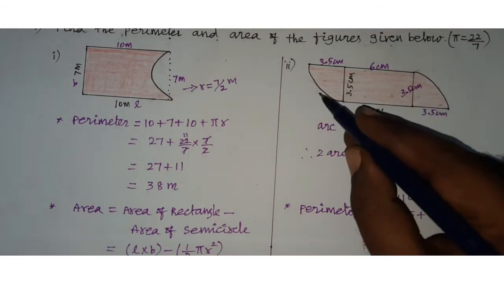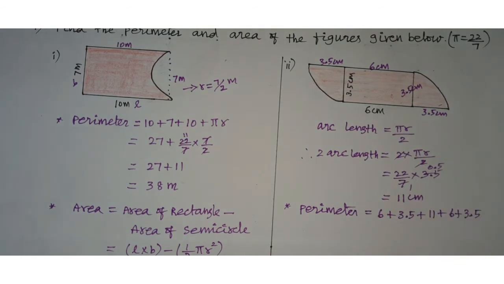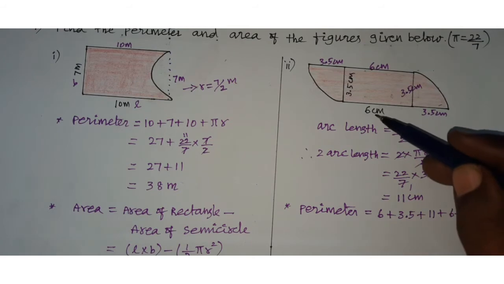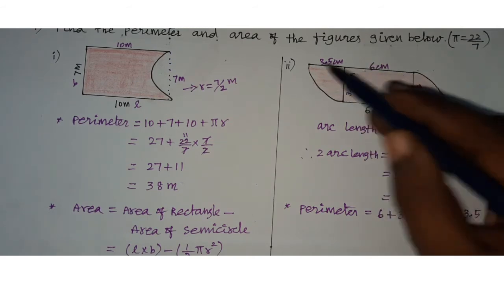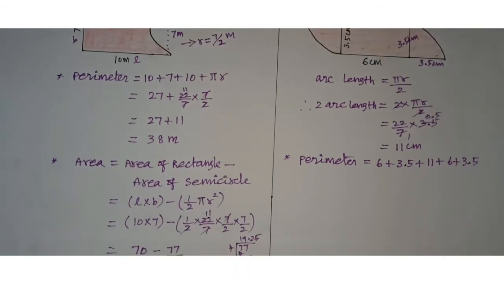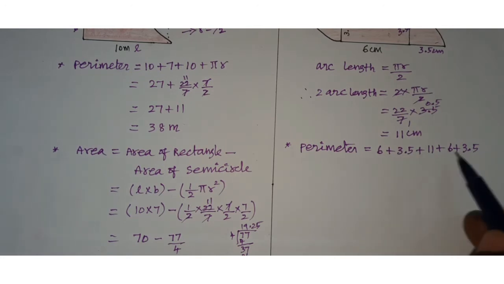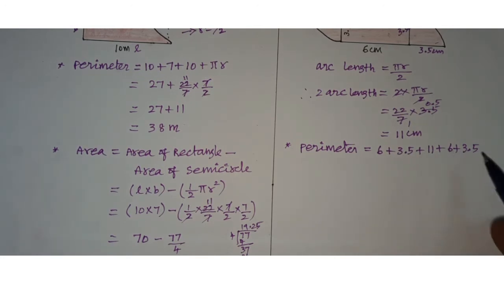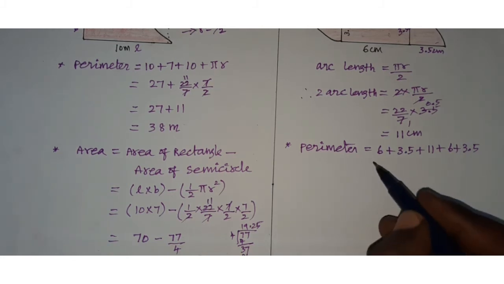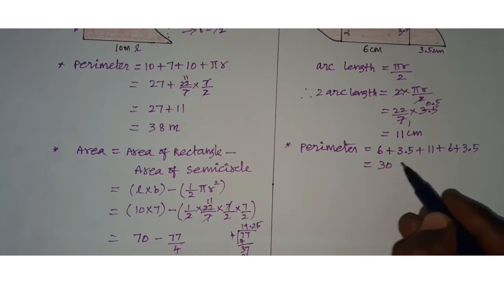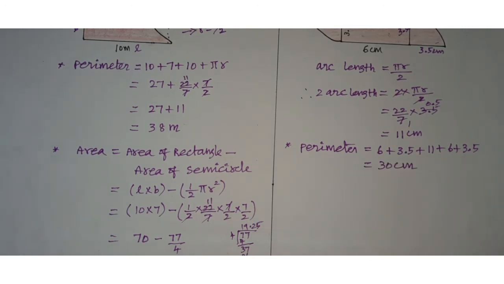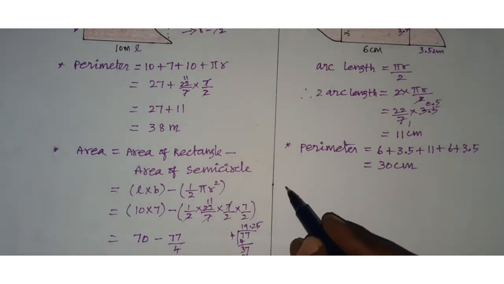So this value and this value together, 11 we find. So 2 arc lengths 11, remaining 6, 3.5, 6, 3.5. Okay. So now add these values, 6 plus 6, 12, 3.5 plus 3.5, 7. Okay. 12 plus 7, 19. 19 plus 11, 30 centimeter. So 30 centimeter perimeter we will get. Okay? So the first part is over.